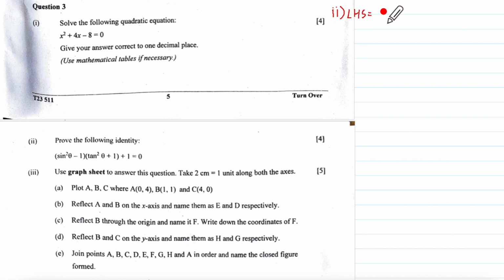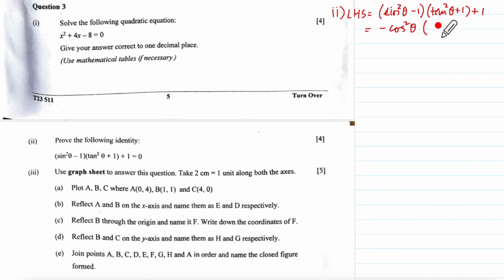Our LHS is going to be equal to (sine square theta minus 1) into bracket (tan square theta plus 1) and plus 1. Now 1 minus sine square theta is cos square theta. So sine square theta minus 1 would be minus cos square theta. Let us see now, tan square theta plus 1.